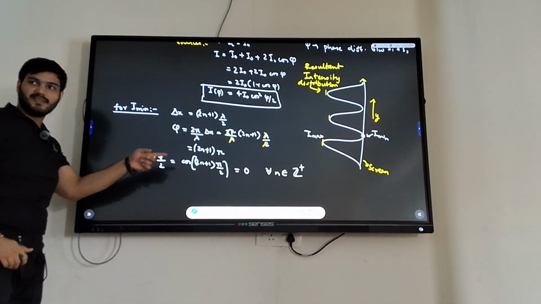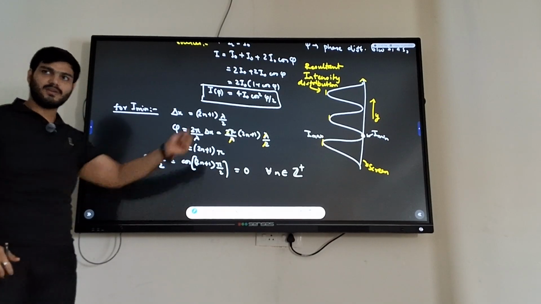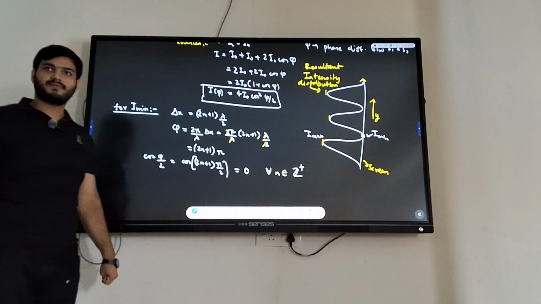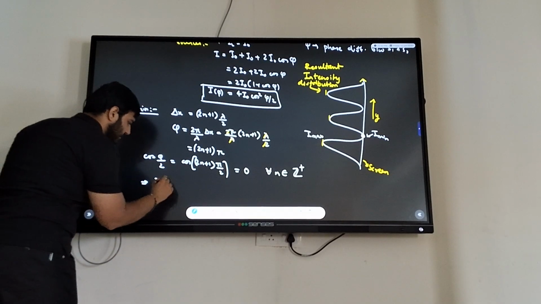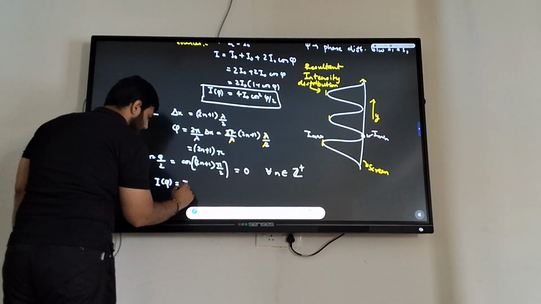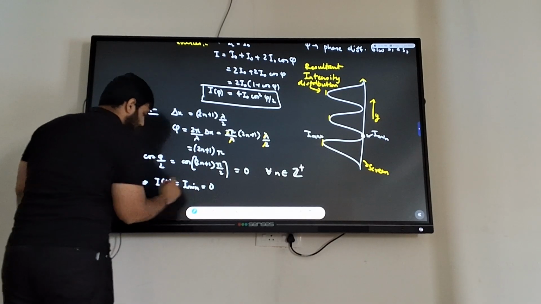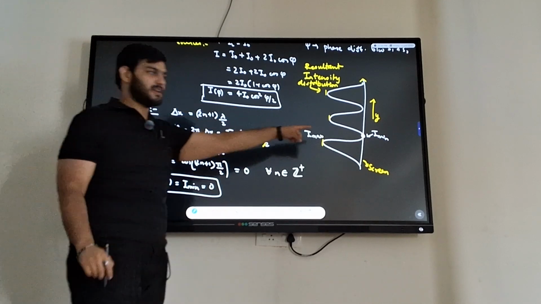So what will be the intensity function then? If this cos is 0, then its square is also 0, and then what is the intensity? That's also 0. So what is I? I as a function of phi is 0, and this is I min. And can you see that this is exactly what we have plotted? The min value is 0.